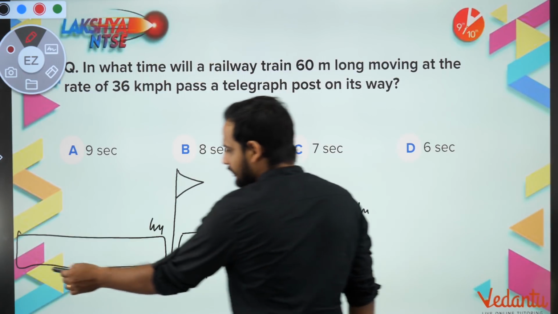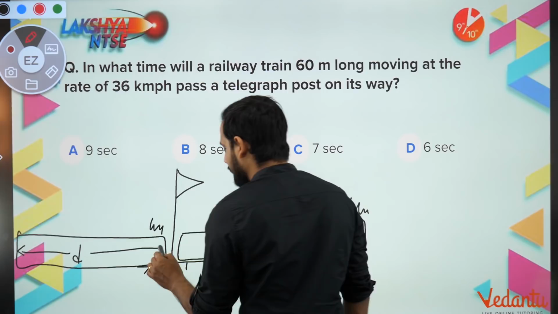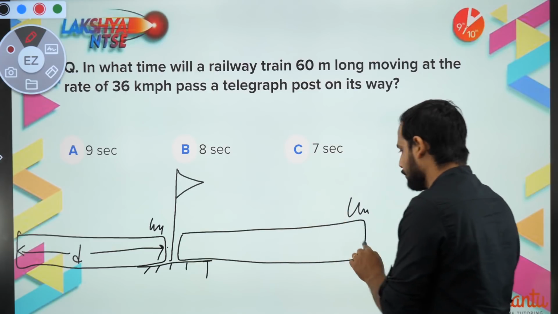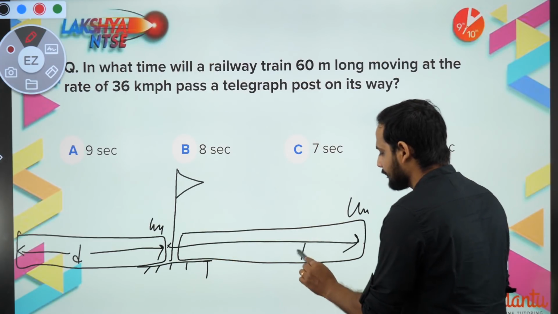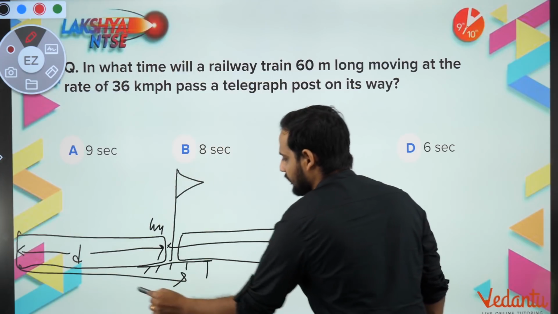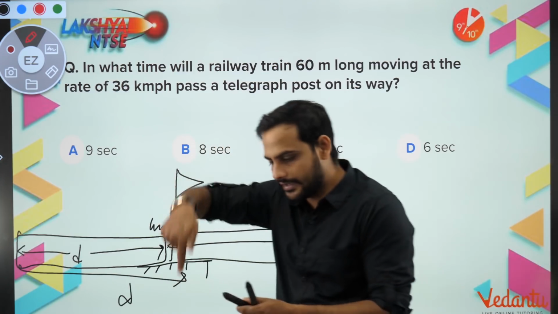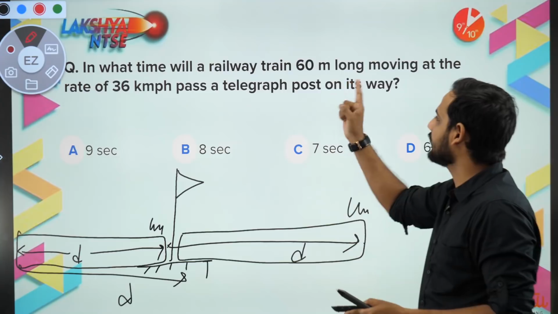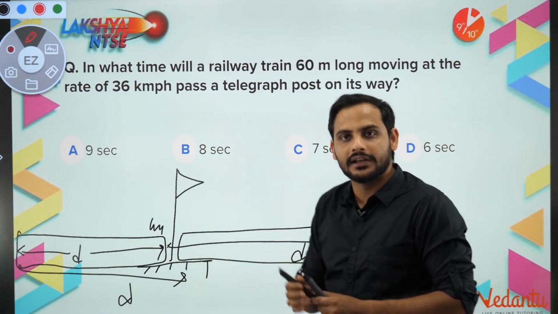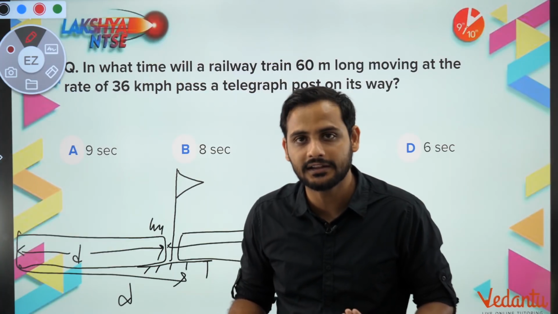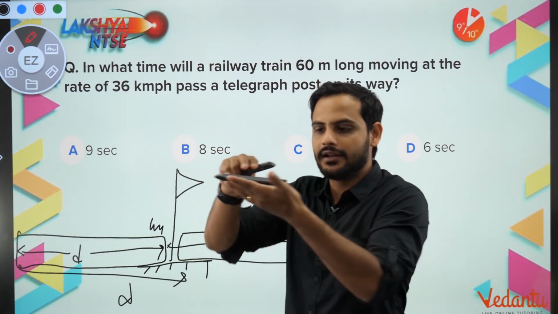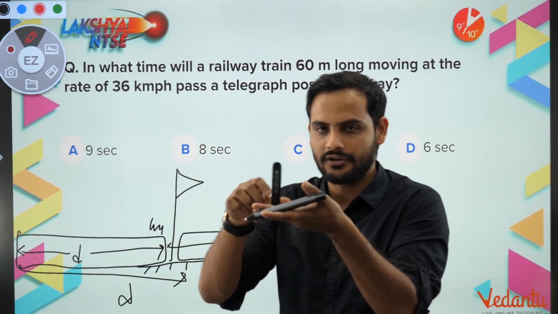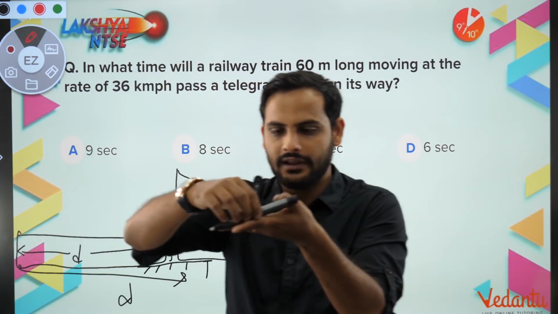Now let us say the train's length is D. This point has moved from here to here, so this point has also moved a distance D to cross the flag. That means to cross any stationary point, the train only has to move its own length. So when it is crossing a telegraph post or some stationary object, the distance to be covered by the train is equal to the length of the train. Suppose this is the flag post, and now this is your train.